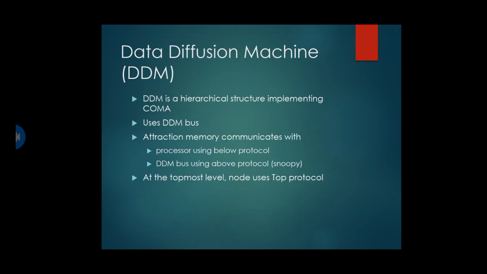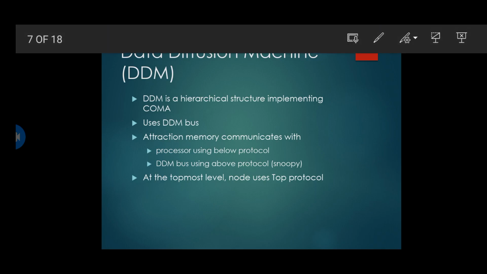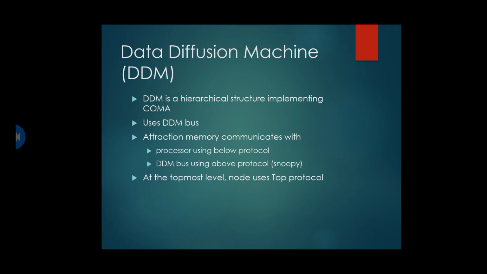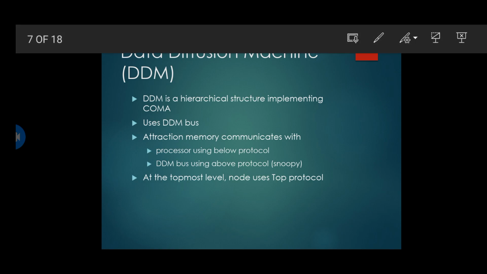Now let us see what the data diffusion machine means. Data diffusion machine, shortly known as DDM, is a hierarchical structure implementing the COMA. You can think of DDM as a bus kind of thing. DDM is a bus which is used to implement the cache only memory architecture. DDM is a hierarchical structure. You can think of it as a single bus. You can take a multi-level bus or a single bus, or even a hierarchical bus.